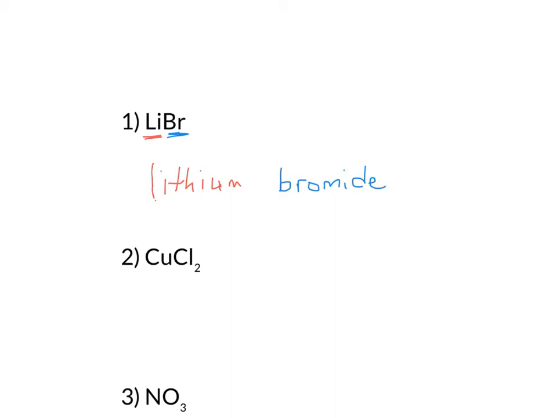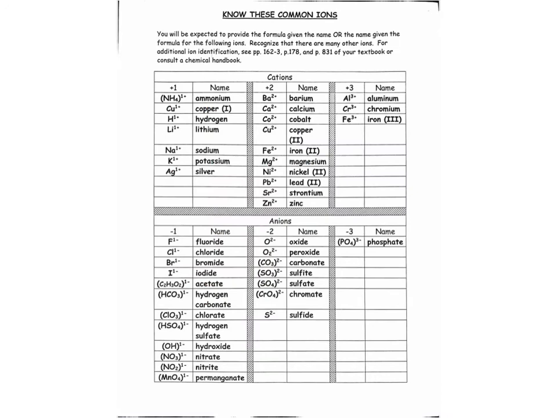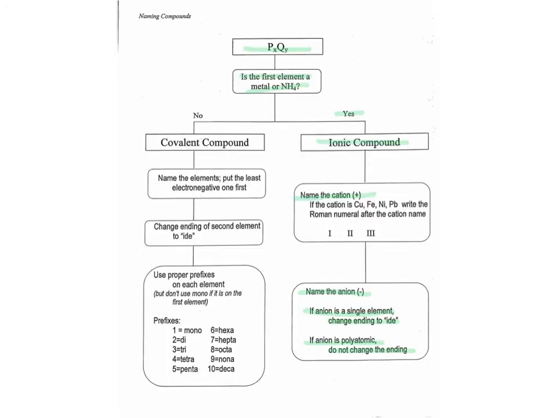For number 2, we have copper, Cu. If I look on my ion sheet, I can spot copper right there. Oh, wait, there are 2 of them. So which one do I use? This is the last piece of that flow chart. Notice here it says if the cation is any of those 4, copper, iron, nickel, lead, we need to have a Roman numeral after the cation name. So it could be 1, 2, 3, it could even be a 4.